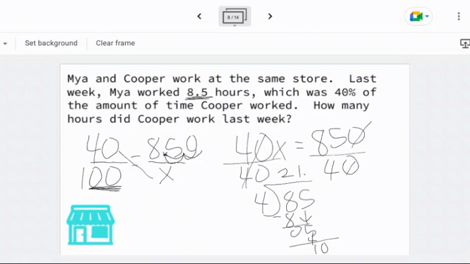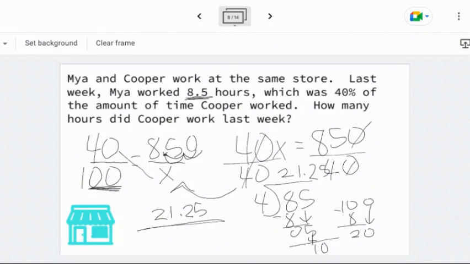4 goes into 10 2 times, which is, I'm going to move that up here, sorry, which is 8. Subtract and get 2. Bring down another 0, 4 goes into 20 5 times. So Cooper worked 21.25 hours, which if we think of that as about 20, half of 20 is 10, and this is a little less than half, so that's a little less than half as well. So our answer does seem reasonable.